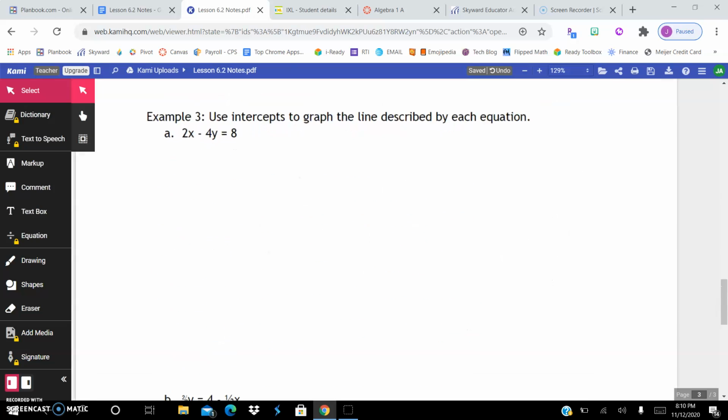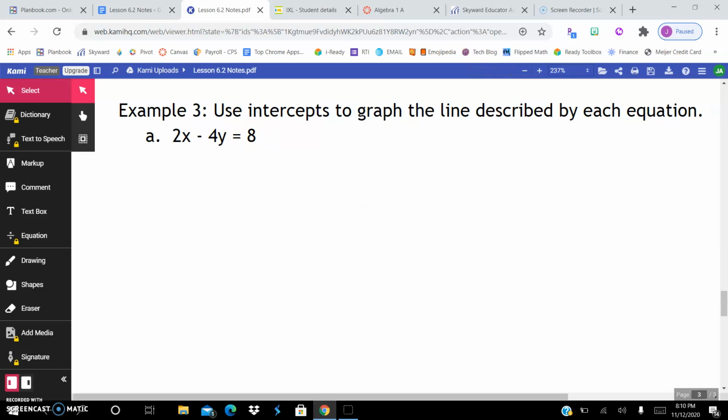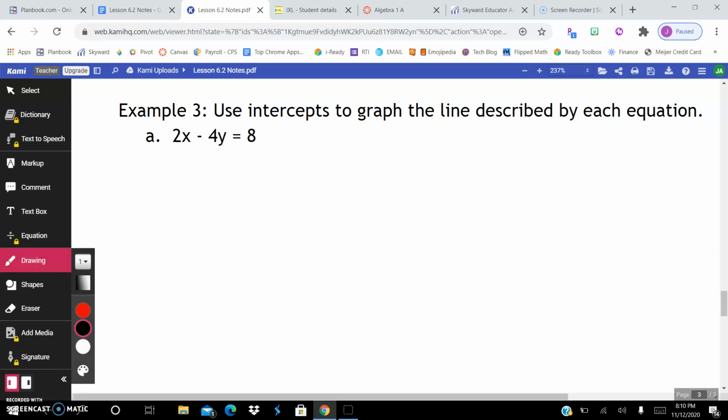All right, and then a couple more here. Use intercepts to graph the line described by the equation. So again, just extra practice. We're going to plug a 0 in for X. If I do that, I have 2 times 0 minus 4y equals 8. So that's gone, and I would just have negative 4y equals 8. And dividing both sides by negative 4, that would leave me with negative 2. So my y-intercept is negative 2.